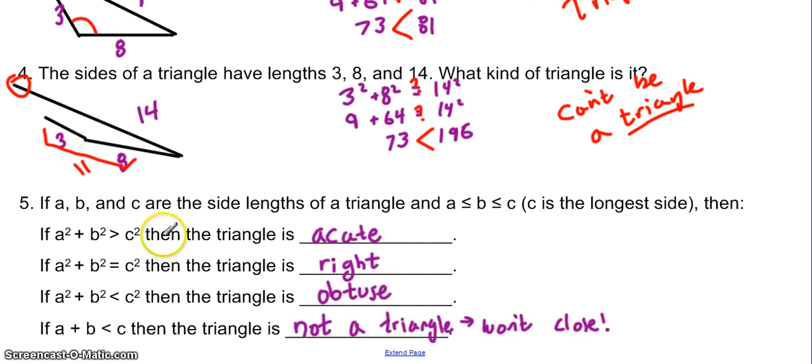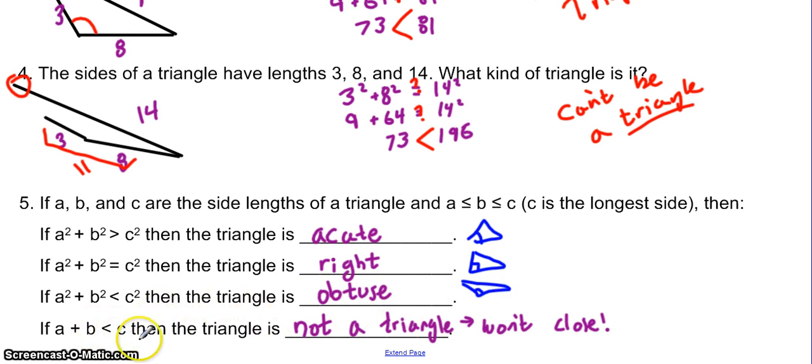Here they are. If a squared plus b squared is greater than c squared, that means c squared is too small, then it's going to be an acute triangle, just like we saw in number 2. If a squared plus b squared equals c squared, well, that's the Pythagorean theorem. That means we're going to have a right triangle, like we saw in number 1. If a squared plus b squared is less than c squared, that means that c squared, the hypotenuse, is larger than it should be to be a right triangle. It's going to be a big obtuse triangle with a big angle there.